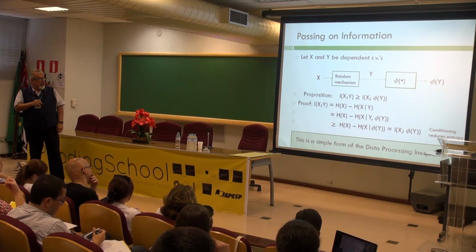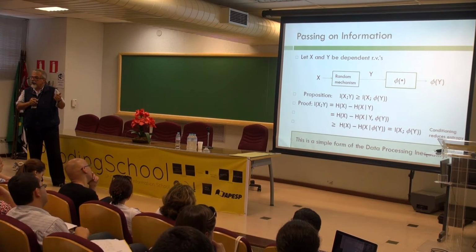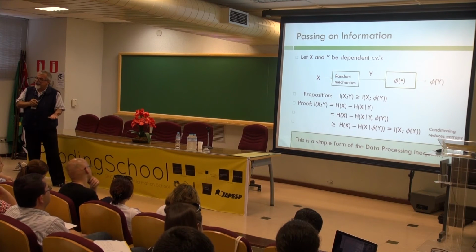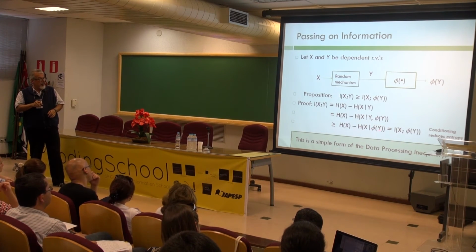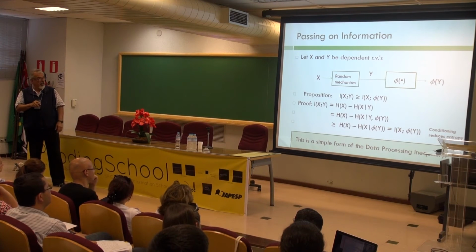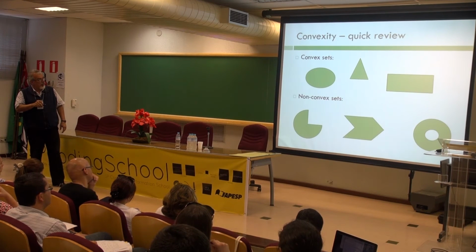Now, if I drop the y, I'm dropping conditioning. And if I drop the conditioning, it's going to raise the entropy, right? So this is going to be a larger number, but because of the minus sign, this then is smaller than that, and that is the mutual information between x and y, and phi. So conditioning reduces the entropy is the reason for this inequality here. And as I said, this is a simple form of the data processing inequality.